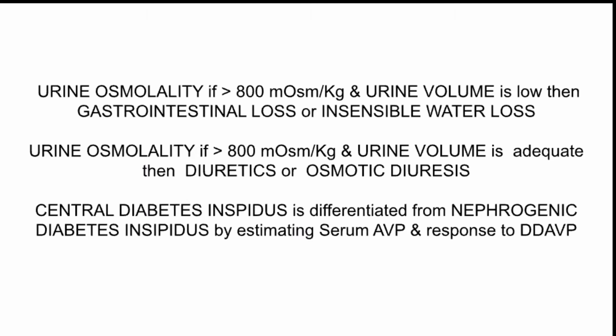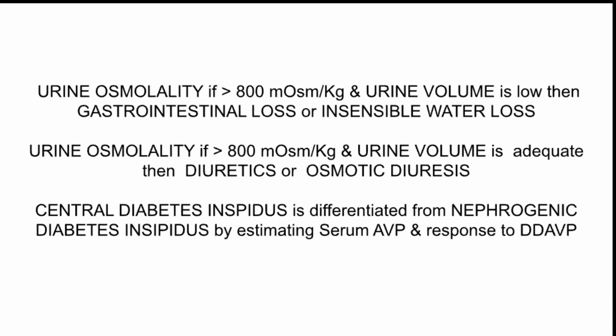If the urine osmolality is more than 800 milliosmoles per kg and the urine volume is adequate, then the causes can be osmotic diuresis brought about among the renal causes by hyperglycemia, urea, mannitol, or as post-obstructive diuresis, or it can be because of diuretics.